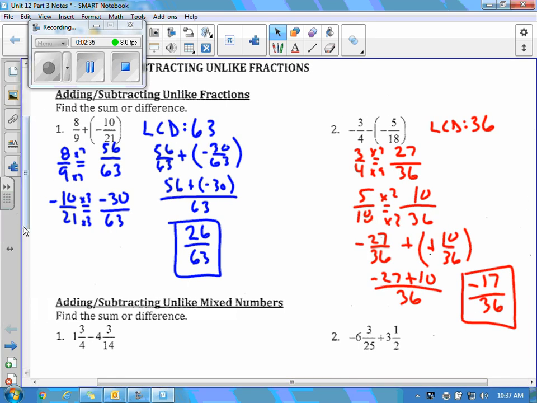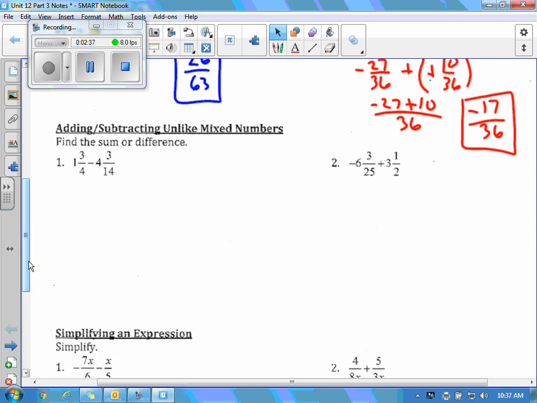Alright, moving on to the next section. It says adding and subtracting unlike mixed numbers. So we have mixed numbers and unlike, meaning they don't have the same denominator. For the first one, 1 3/4 and 4 3/14, my least common denominator is going to be 28. The way I like to do it is to turn them into improper fractions. So 1 3/4 is 7 over 4. 4 3/14 is 59 over 14.